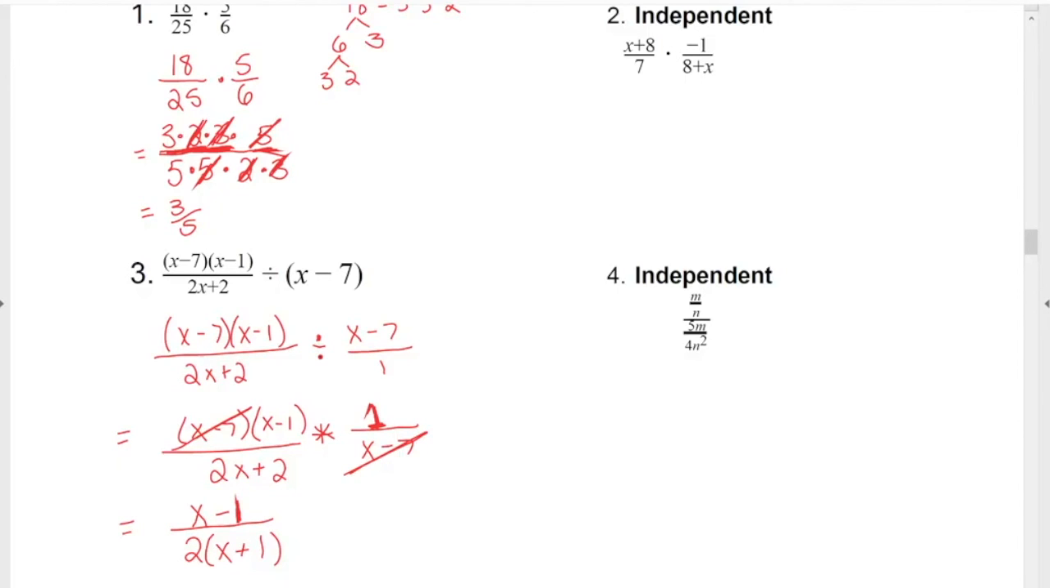That's fine. Now we need to say what x cannot be. X cannot equal, I'm looking for what could cause a 0 in the denominator. So I'm looking up there and I'm seeing that I've got 2x plus 2. That could not equal 0, so when does that happen? That happens at negative 1. So x cannot equal negative 1.